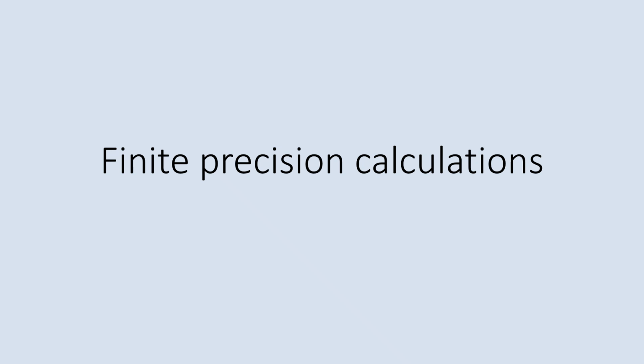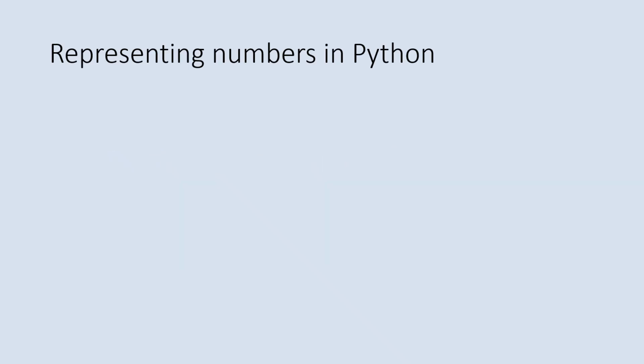Let's continue our discussion of representation of numbers. So in this section, we're going to talk about finite precision calculations, which corresponds to the representation of numbers in computers rather than the exact representation and the exact calculation that happens mathematically.